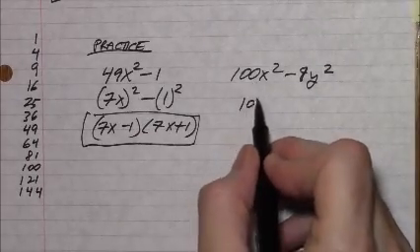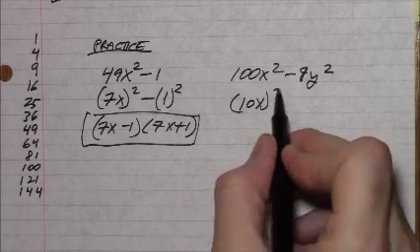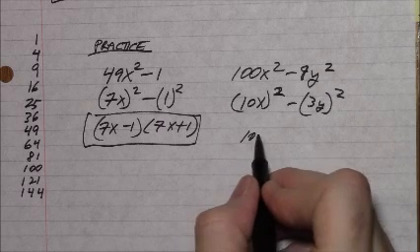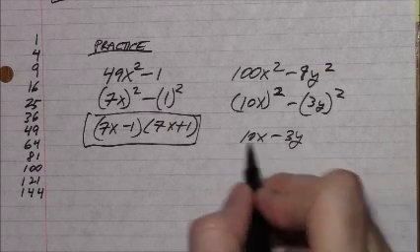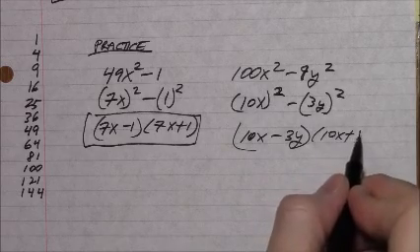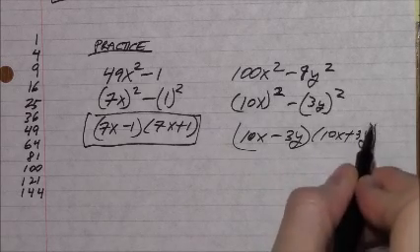Okay, that's going to be 10 and x that's being squared minus 3 and y that's being squared. So I can do 10x minus 3y, and I can do 10x plus 3y.